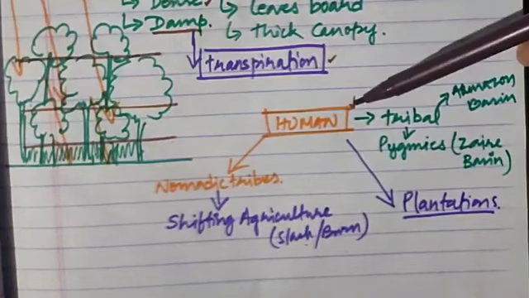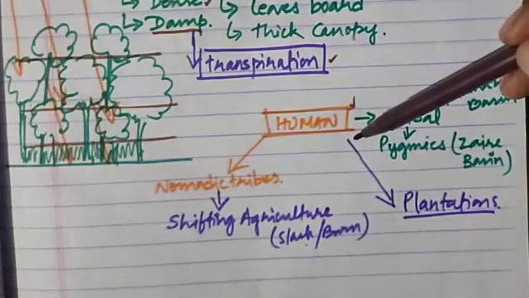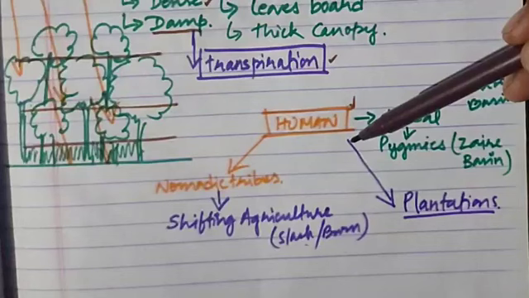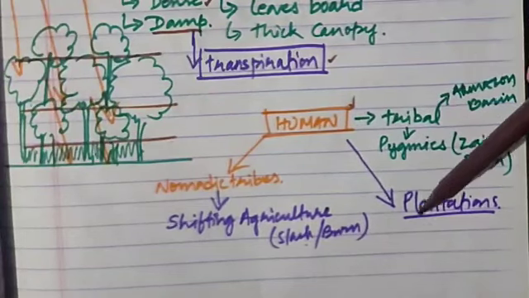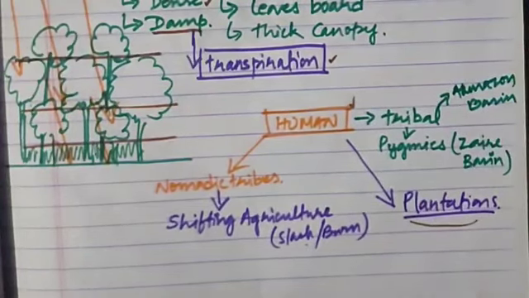Nowadays, even the European colonial rule has started clearing the forest, and they have also started a new agriculture, that is plantations. Like tea, coffee plantations, or tobacco, banana plantations are done. So these were the characteristics of the equatorial type of climatic region.